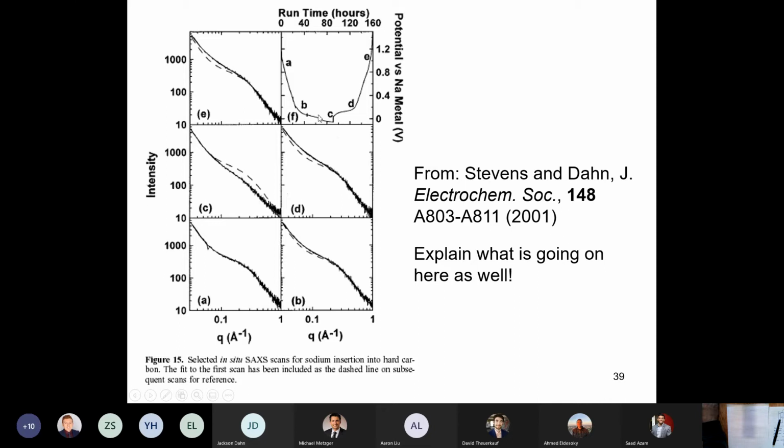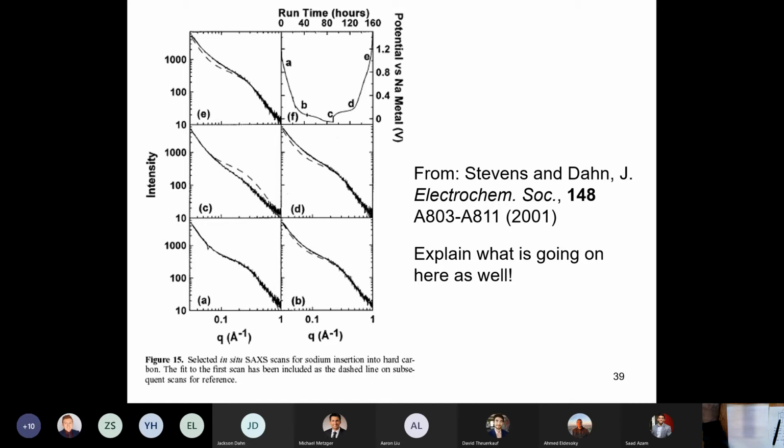But then when you go from B to C across this lower plateau, there's a big change. It looks now more like a uniform material without porosity at all. And why is that the case? Well, because if you put sodium into the pores, then you change the contrast between carbon and an empty pore. There's a big electron density contrast there.